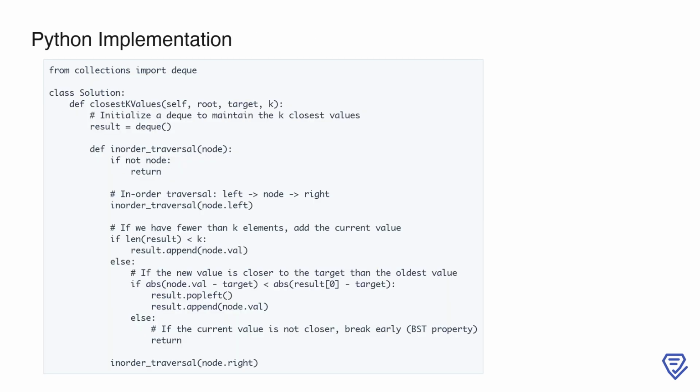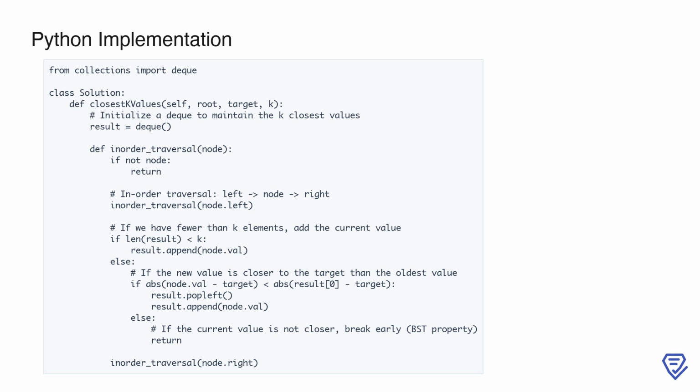Here, we are implementing the solution to find the k values in a binary search tree that are closest to a given target. We start by importing the deque class from the collections module to maintain a fixed-size collection of the k closest values. Then, we define the closestKValues function as a method within the Solution class. The function takes three arguments: the root of the BST, the target value, and the integer k, which represents the number of closest values we want to find.